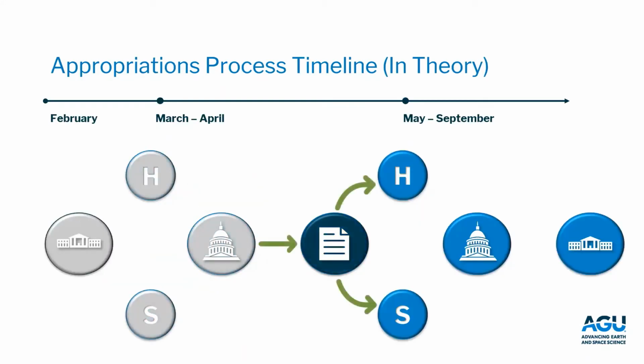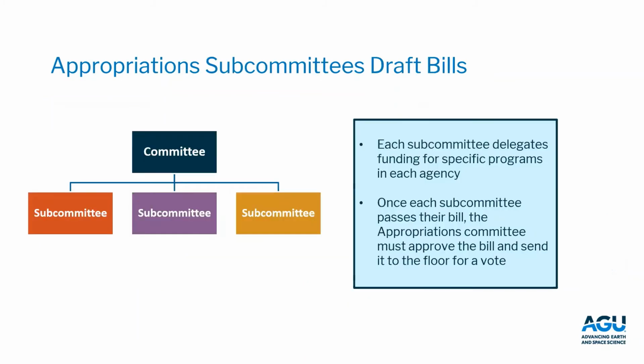Next in the timeline, appropriations subcommittees draft spending bills. Working within the discretionary funding limits set by the budget resolutions, House and Senate appropriations committees assign to each of their 12 subcommittees the task of determining program-by-program funding. Once completed, each bill will be considered by the full appropriations committee.